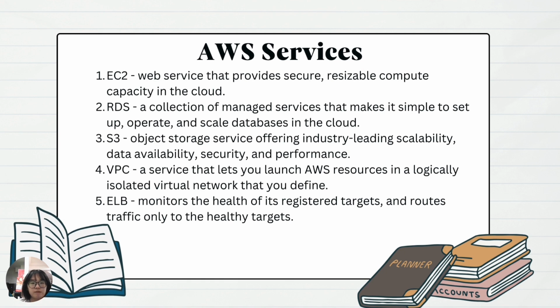The fourth AWS service we use is VPC. It is a service that lets us launch AWS resources in a logically isolated virtual network that we define. The last one is ELB. It monitors the health of its registered targets and routes traffic only to healthy targets.